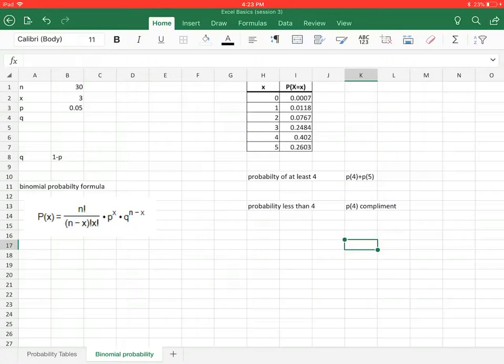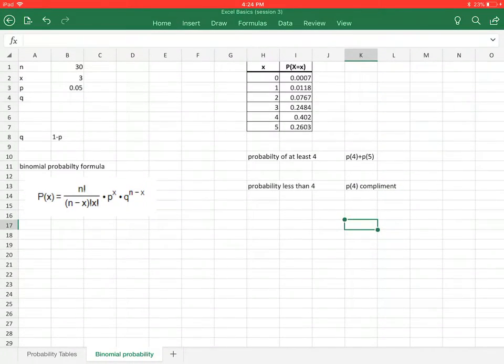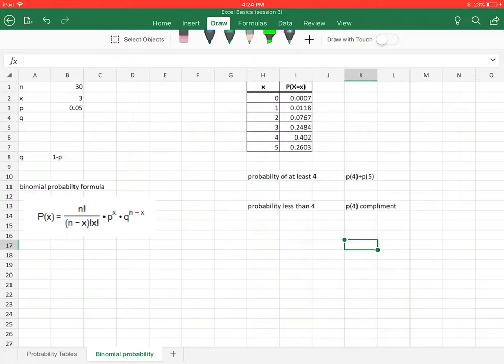All right, so for the next one, we have binomial probability. So I give you the binomial probability formula right here. I think my pen died. Nope, there we go. Okay, I give it to you right here, so you don't have to plug this into your calculator. We can do all of this on Excel.